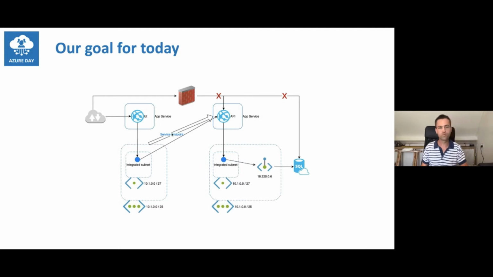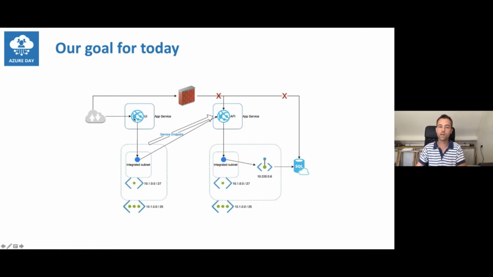So our goal for today is to create the diagram of the infrastructure you see here. What I've tried to set up is that we first of all have an API here on the right. And we want to make sure that only our API is able to access this database. We don't want anyone else over the internet to be able to connect to that database. We want to lock that down to just our API.